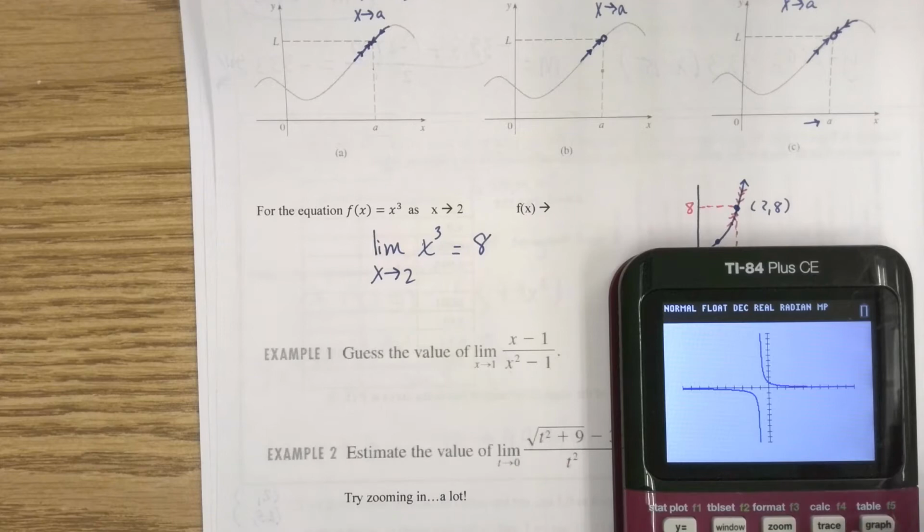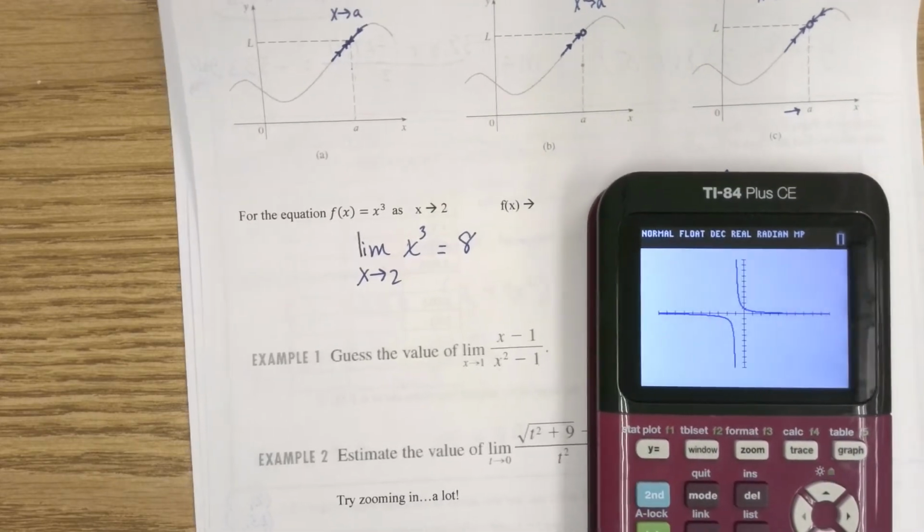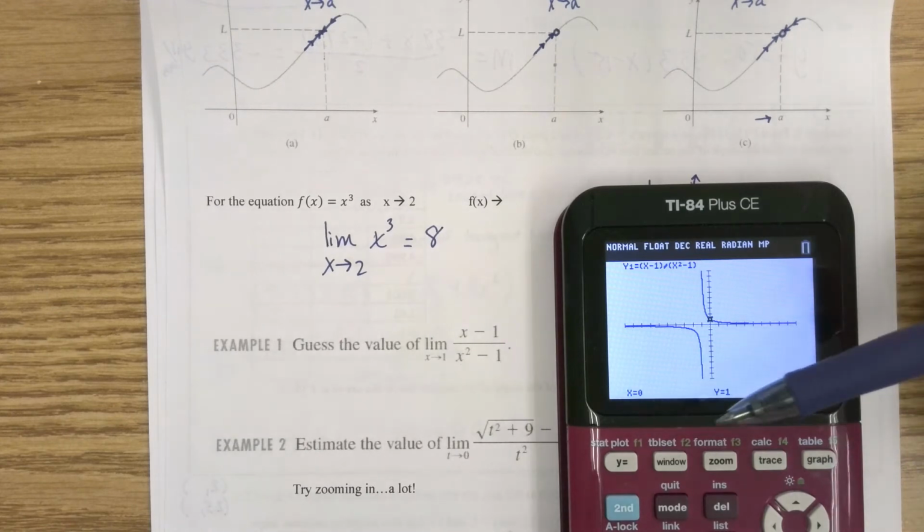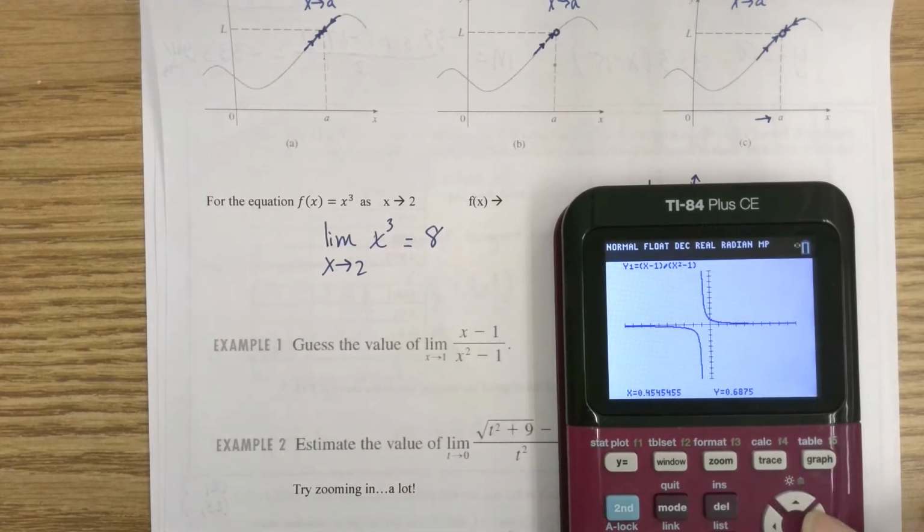Now you could sit on the curve, so let's scoot this up a little bit. Let's hit our trace key. And I'm sitting at the point 0, 1. You could move along the curve. So as x gets closer to 1, y is 0.523. And if I go too far, now I'm on the other side of 1, 0.485.